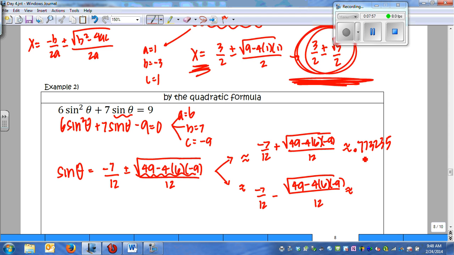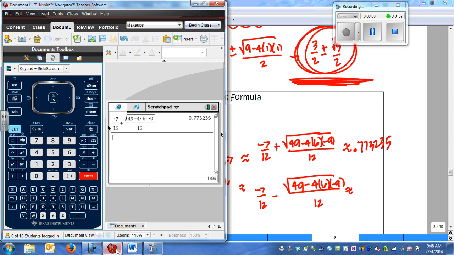This value should jump out at you as a very plausible sine. Some angle can have that as its sine. Let's try the other one, the minus version. All you have to do is go up and get that exact same thing you typed, but then backspace to the plus, and just make it a minus.